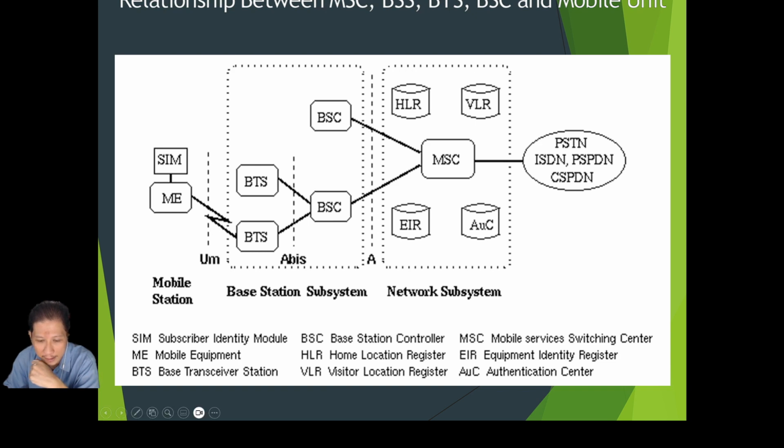And then we have HLR for home location register. Okay, and then VLR, visitor location register. Okay, and then EIR is equipment identity register, and AUC is authentication center lah. And then PSTN, ISDN, PSPDN, and CSPDN are on the service provider side.